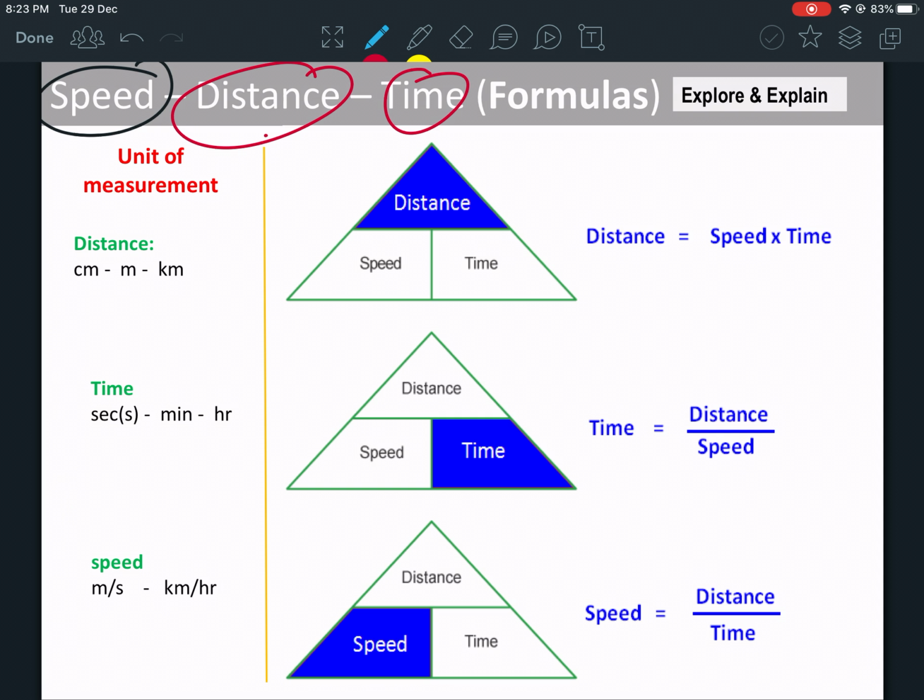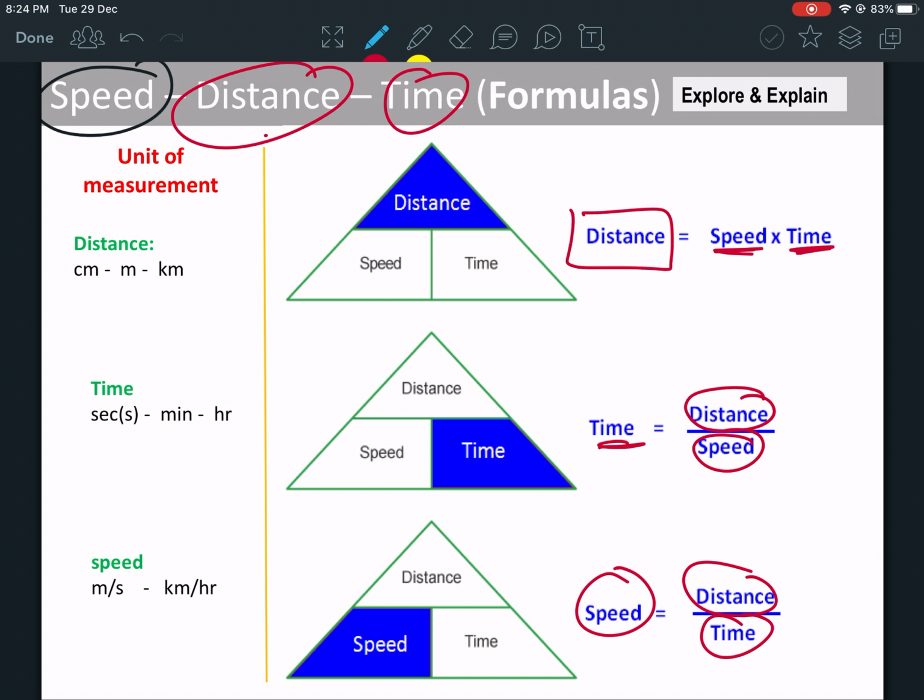So, it's basically a formula. Okay, if you want the distance of an object moving, you have to multiply the speed by the time. If you want the time it took an object to move a certain distance, you have to divide distance by speed, you get time. And if you want the speed of an object that's moving, you're going to have to divide distance by time. Okay, so it's simple.